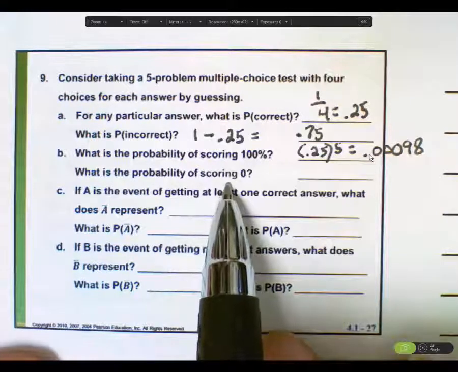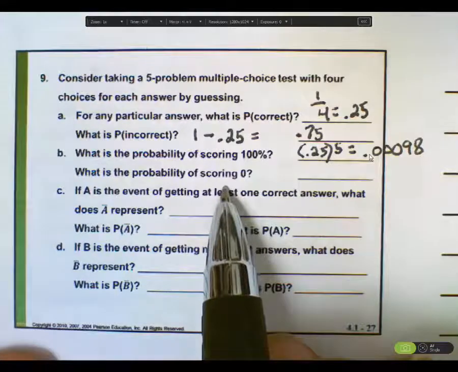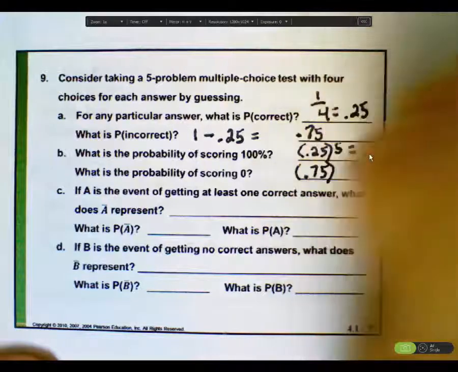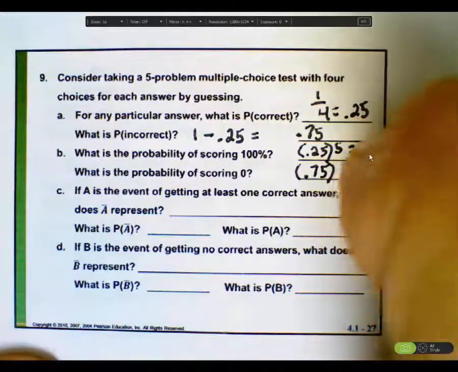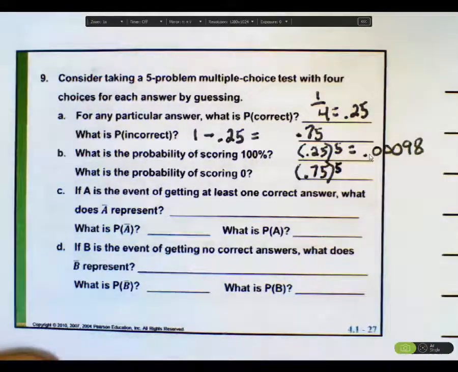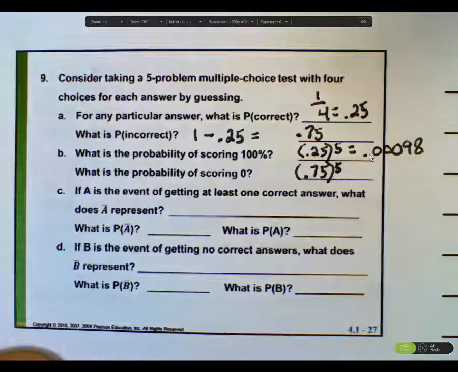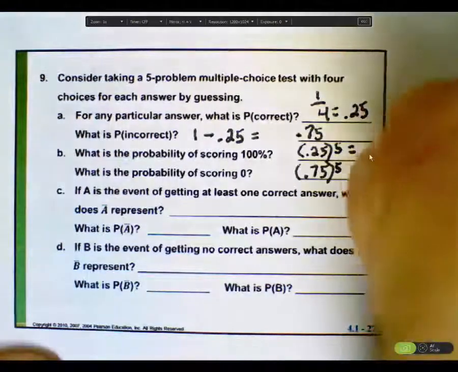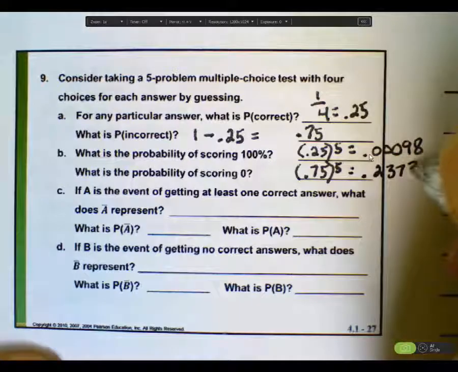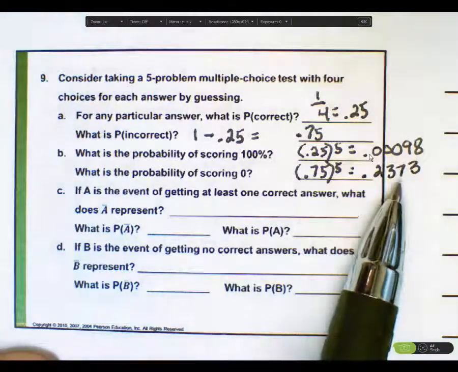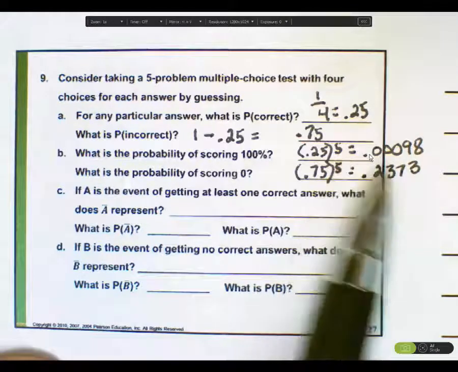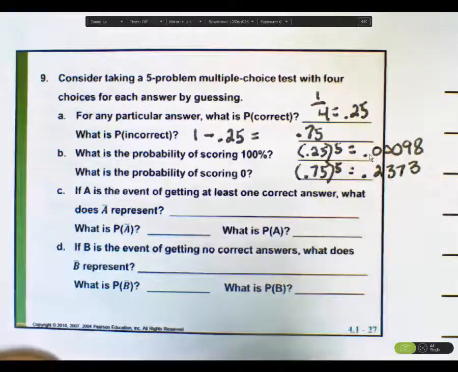Well, to score 0, I would have had to guess incorrectly every time. The probability of guessing incorrectly on the first problem is 0.75, and I would have to be unlucky 5 times in a row to have made a 0 on the test. 0.75 to the fifth power is about 0.2373. I have a much, much higher chance of scoring 0 than I do of scoring 100. There's about a 24% chance that I'm going to make a 0 on the test.